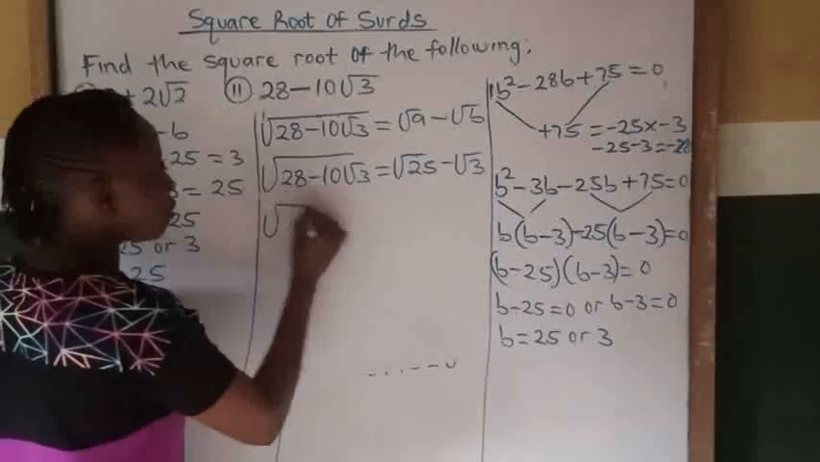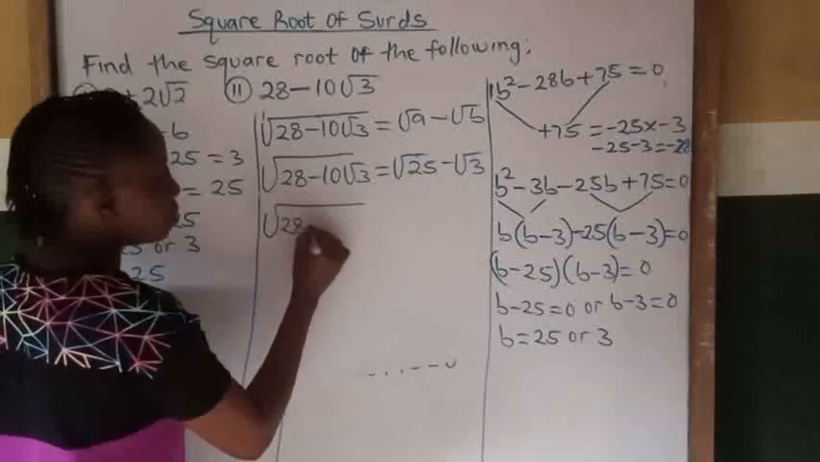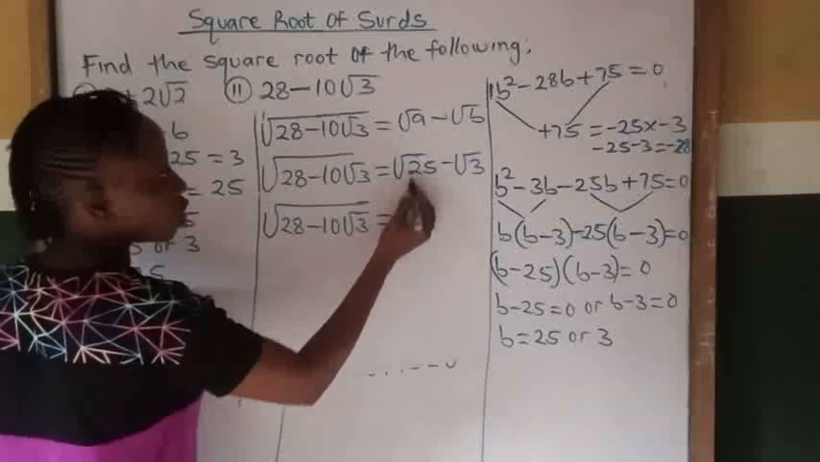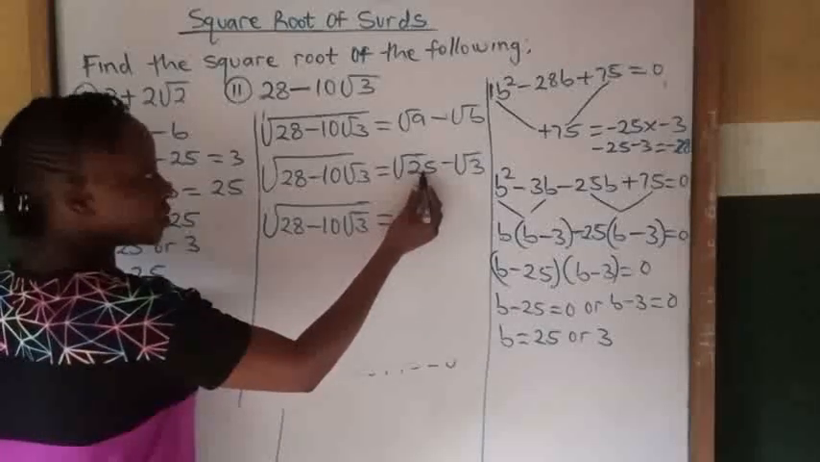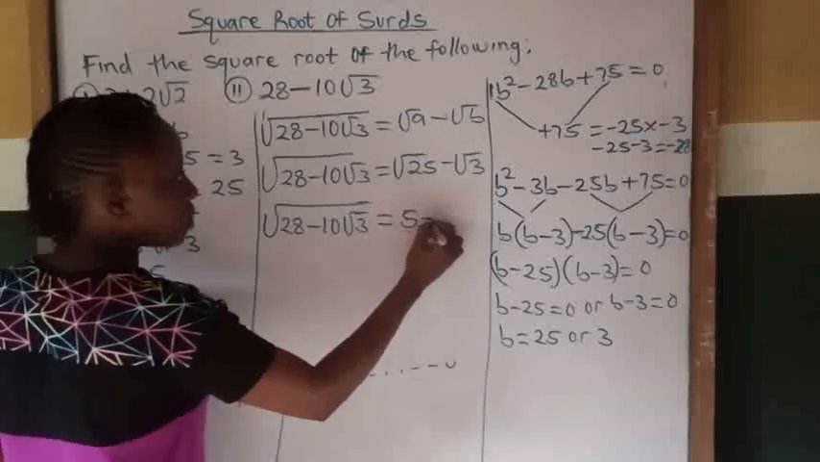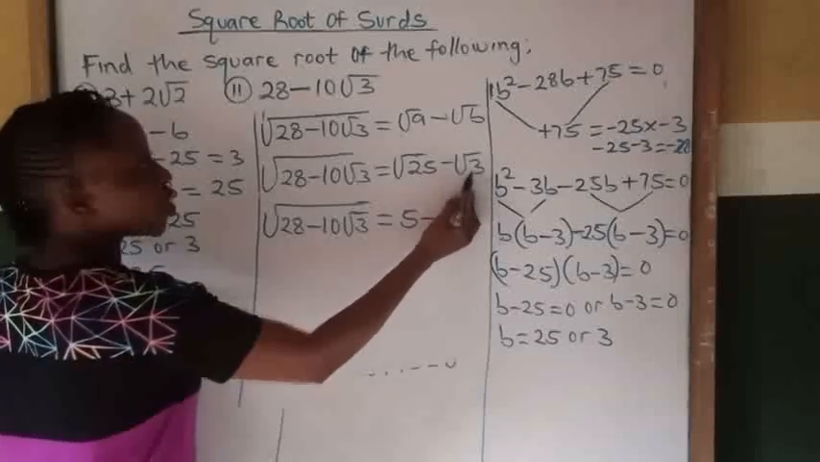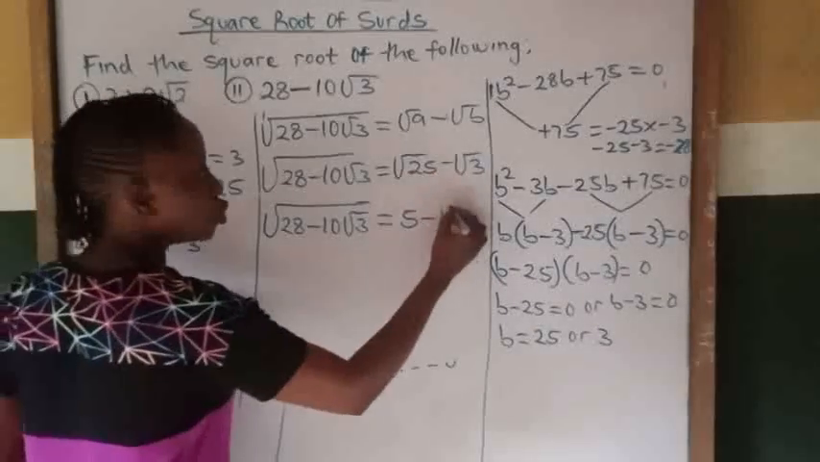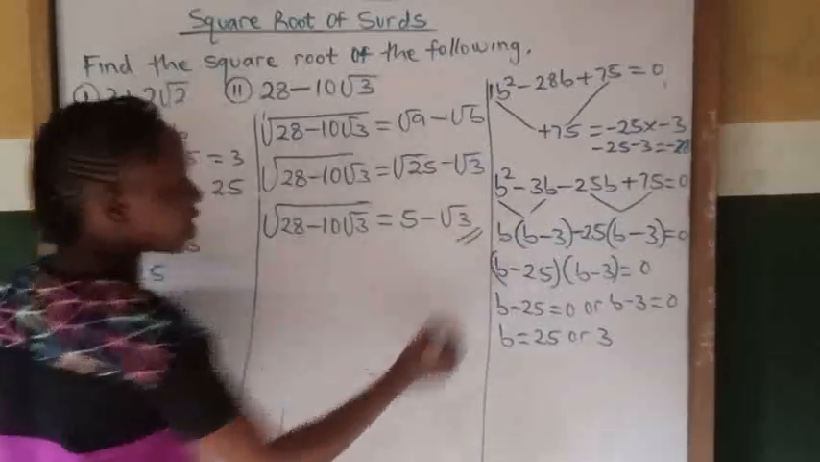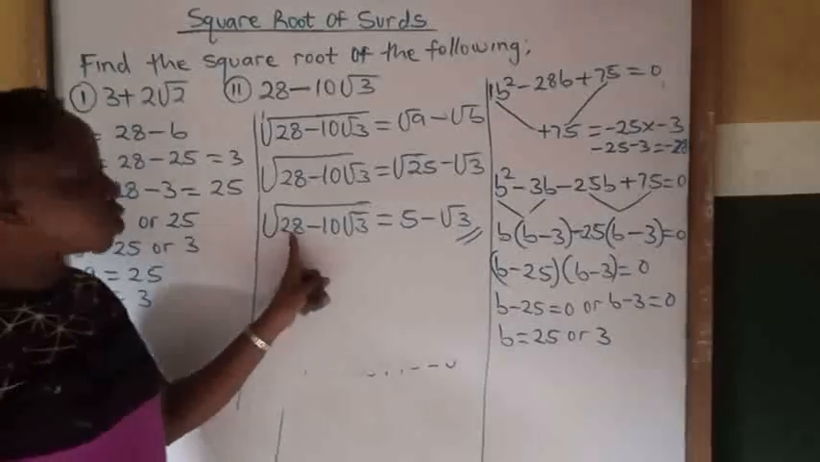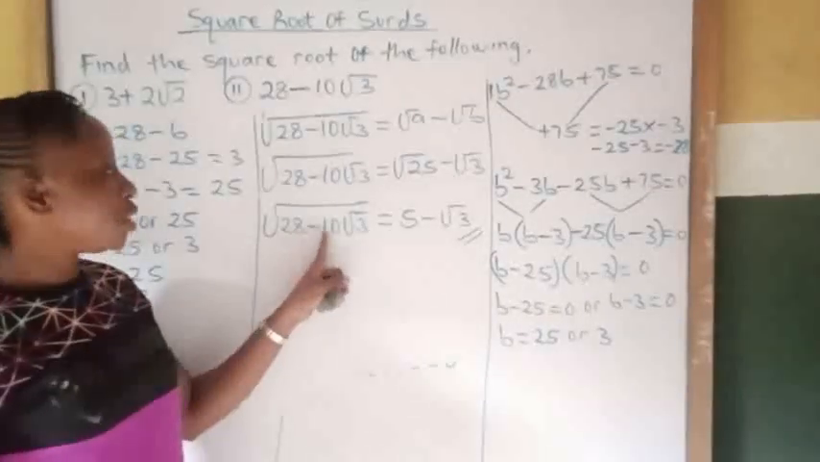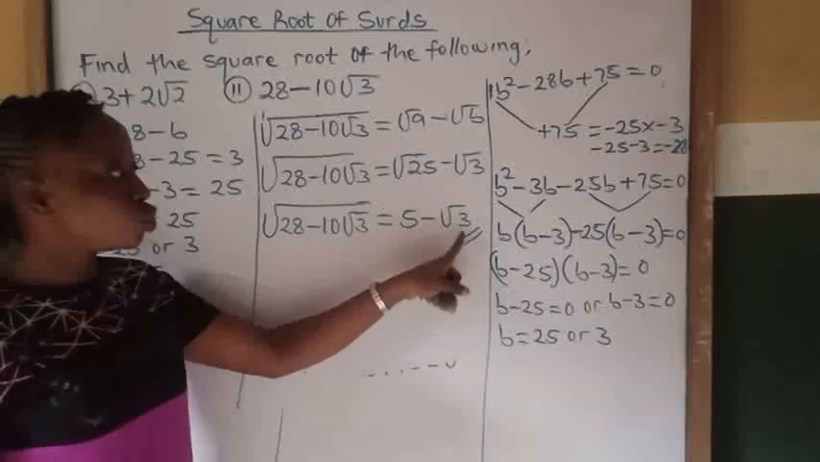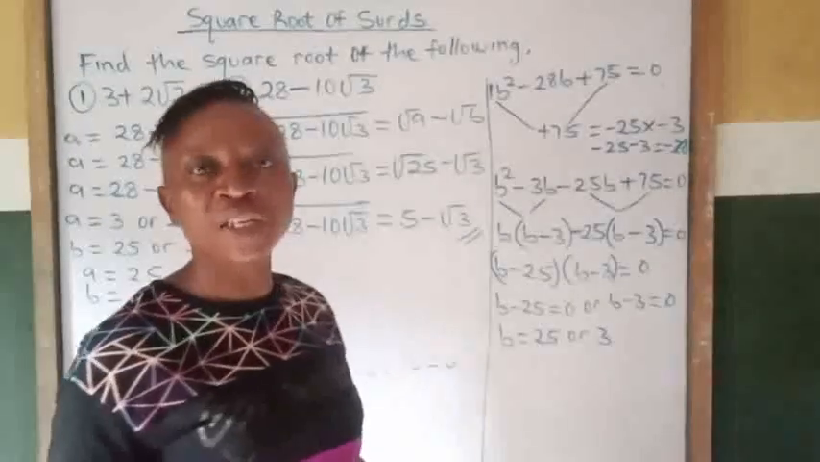So the square root of 28 minus 10 root 3 will now be equal to, what is the square root of 25? That is 5, minus root 3, since 3 is not a perfect square. So this is the final answer. If you use a calculator to find the square root of 28 minus 10 root 3, it will be equivalent to 5 minus root 3. So we have come to the end of this class.